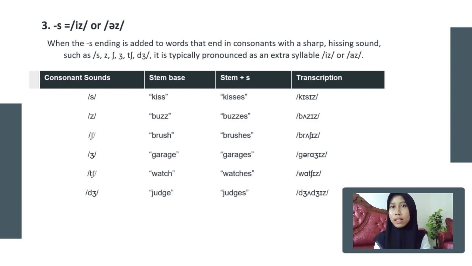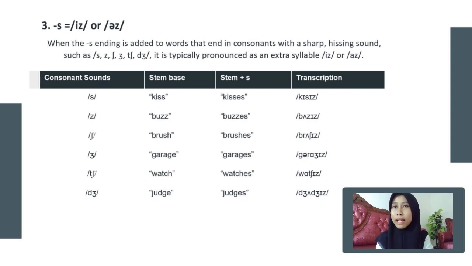The next material is S equals iz or az. When the S ending is added to words that end in a consonant with a sharp hissing sound such as s, z, sh, zh, ch, j, it is typically pronounced as an extra syllable, iz or az.